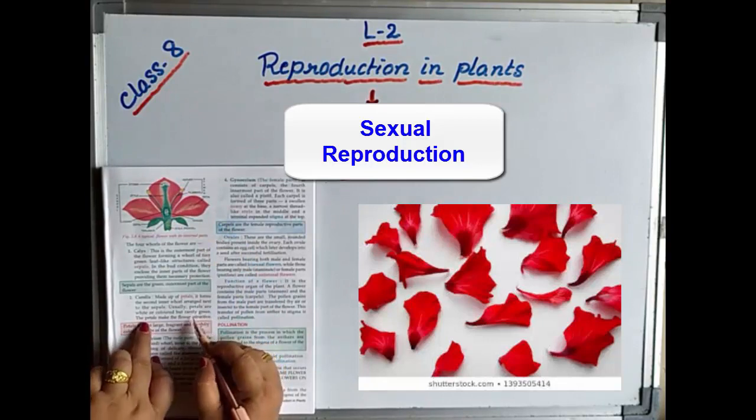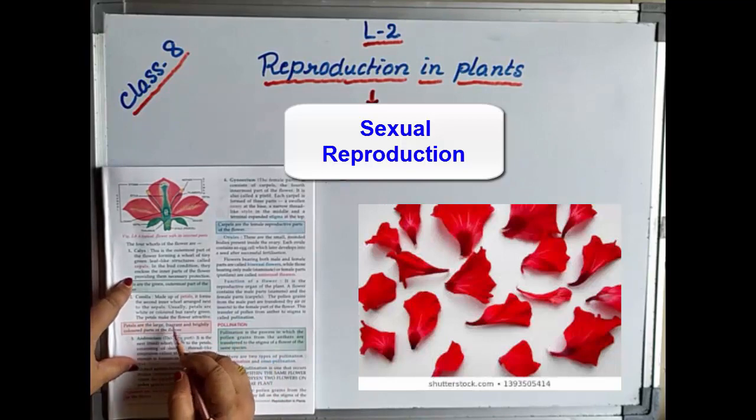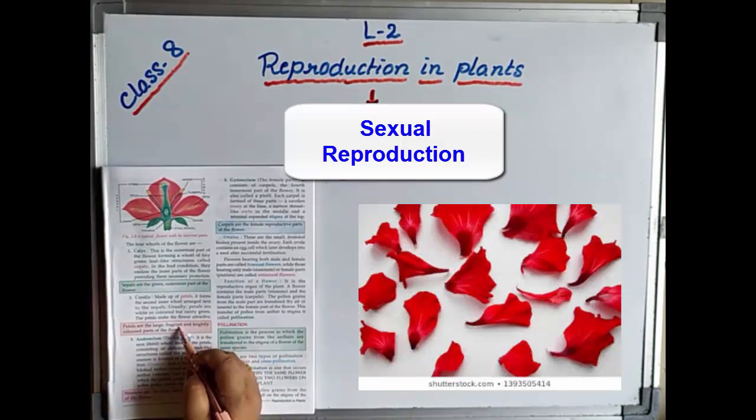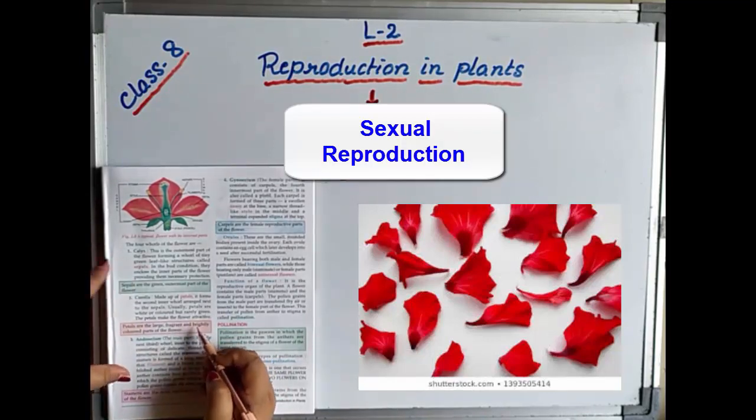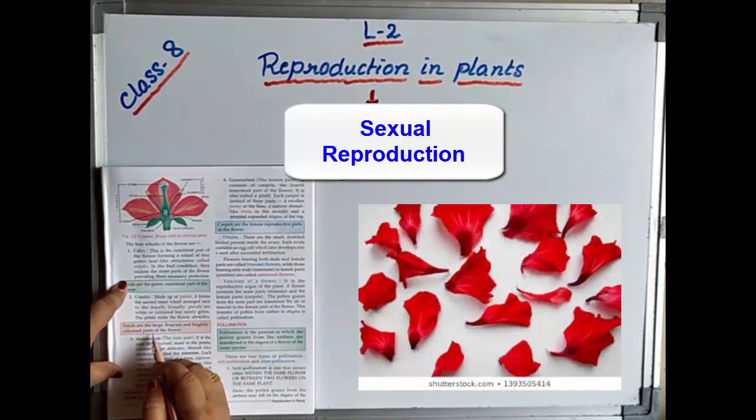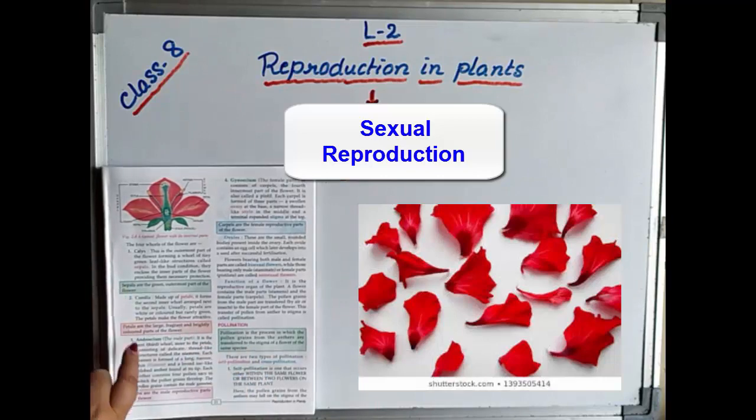Okay, now the petals normally make the flower what? Attractive. So petals are large, fragrant. Some flowers are very fragrant also. Some are brightly colored also, so they attract the insects. Okay, the brightly colored parts of the flower are the petals.